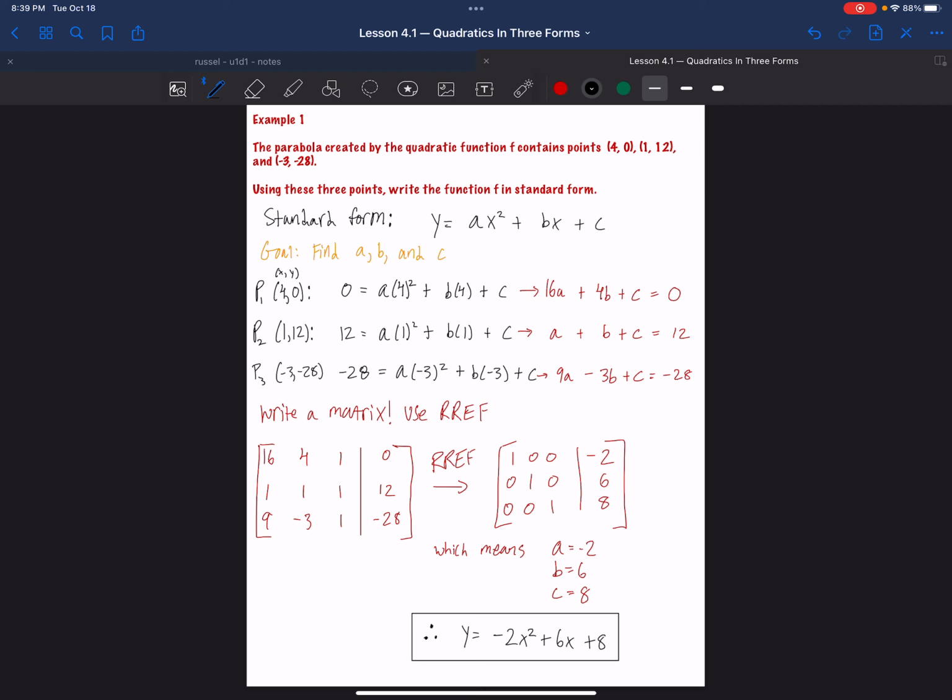So yeah, I use this example to illustrate the idea that we have 3 unknowns, A, B, C, which means if we can generate 3 equations, we can use a system of equations to solve for A, B, C. And incidentally, you can generate these if you have 3 points. So as long as your parabola contains 3 points, you can use this method to find standard form. Isn't that great? That's just awesome.